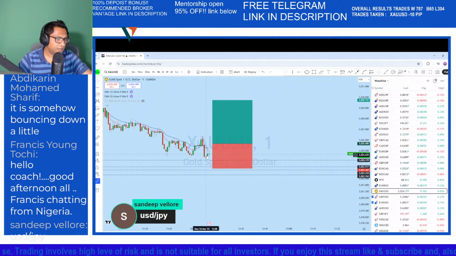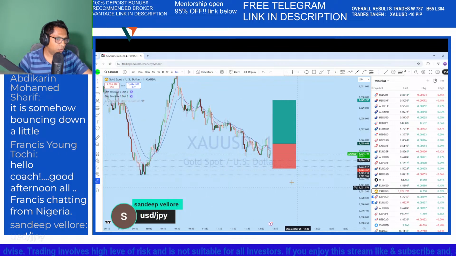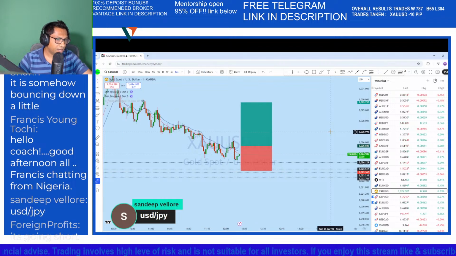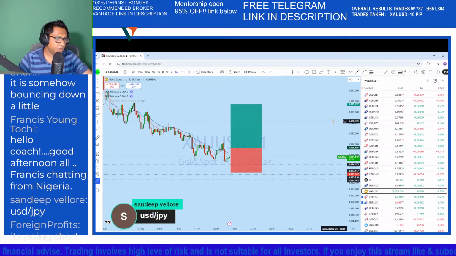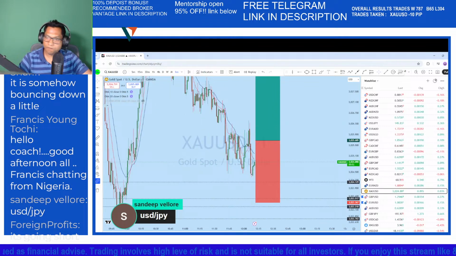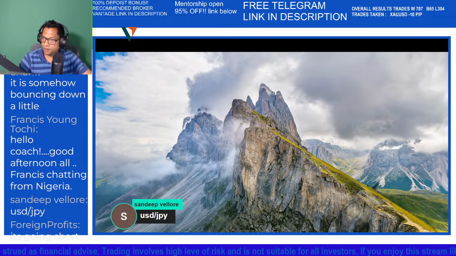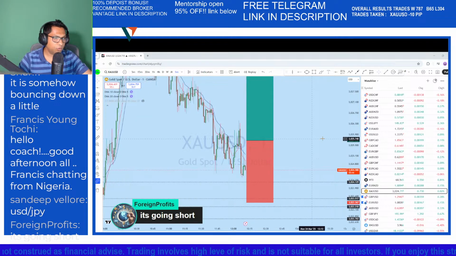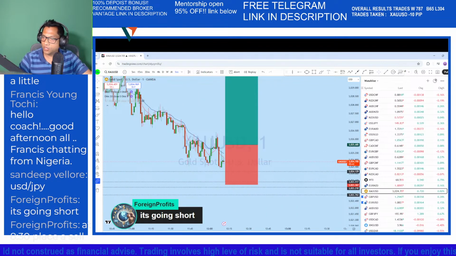I think we could see after the break that reaction to the upside. The moment we can see there is a local move in that area. It's going short. Yeah, let's wait. No, we are on the buy side on XAUSD.